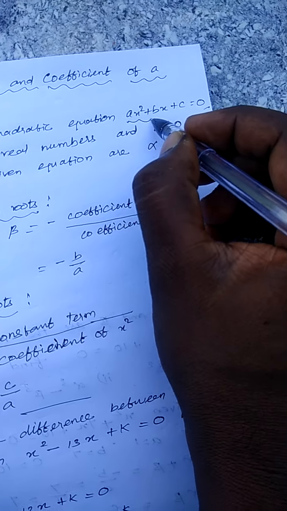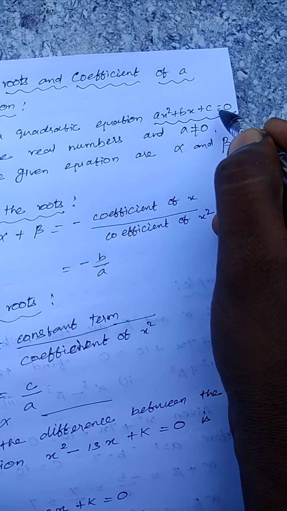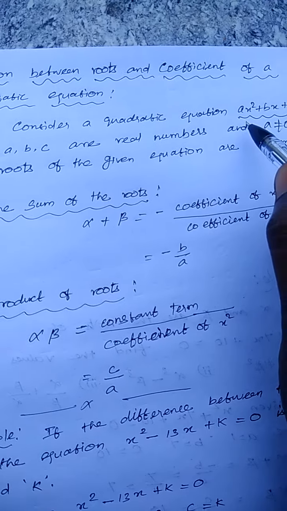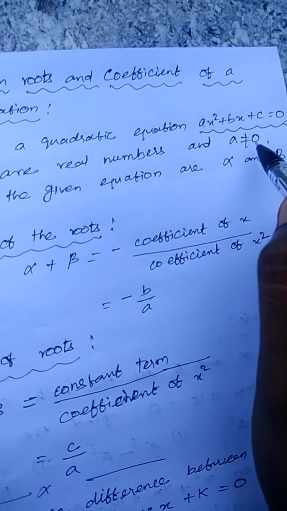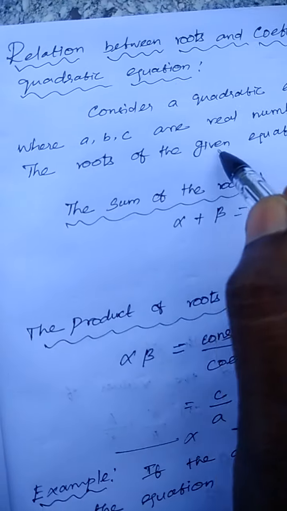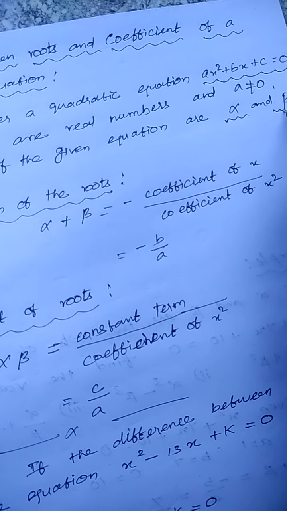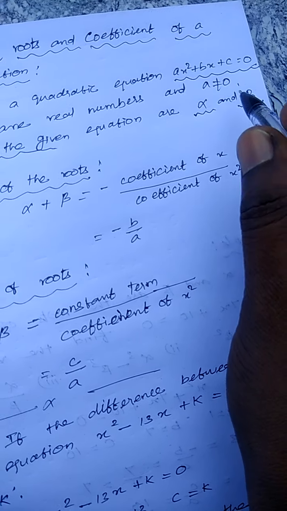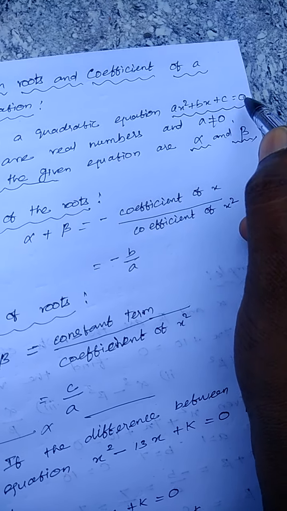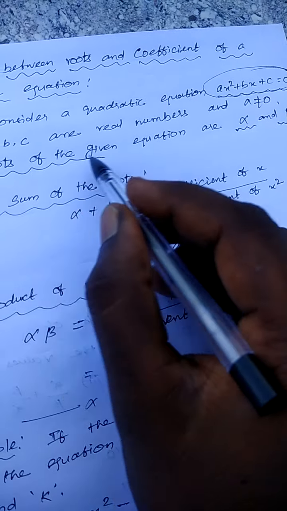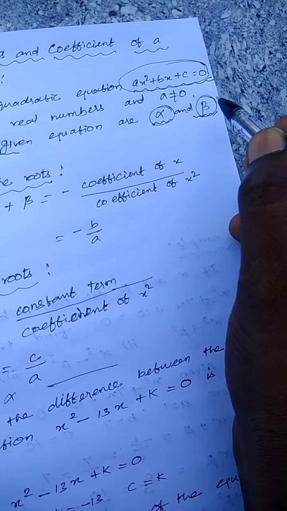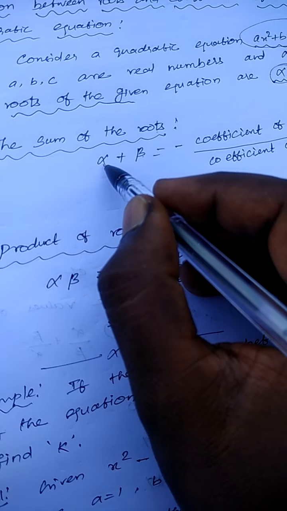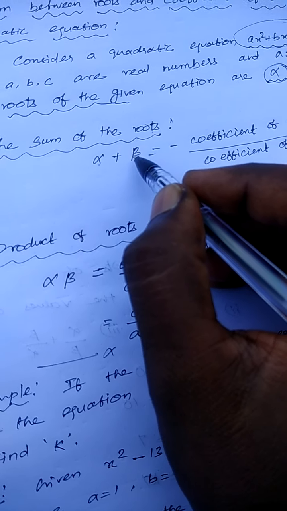Already we know the quadratic equation ax squared plus bx plus c equal to 0, where a, b, c are real numbers and a not equal to 0. The roots of the given equation are alpha and beta. So alpha is one of the roots and beta is the other root.